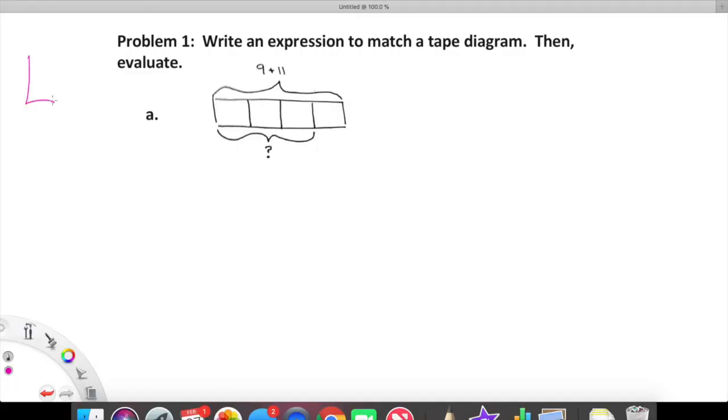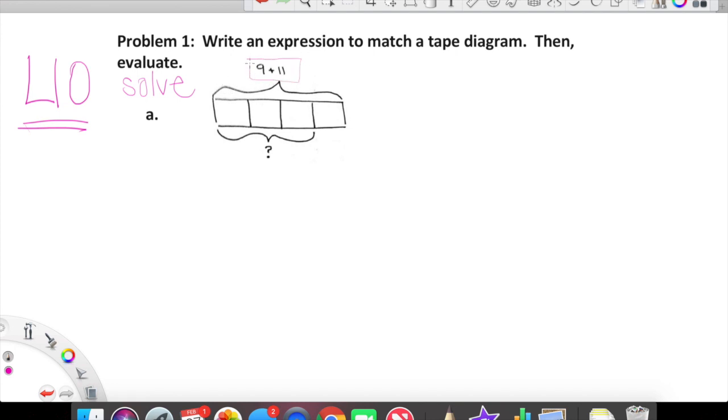Okay guys, lesson 10, it's happening right now. Here we are being asked to write an expression to match the tape diagram, then evaluate, meaning solve the expression. So let's look at this tape diagram. We've been drawing tape diagrams in order to solve expressions. So we know our way around a tape diagram.